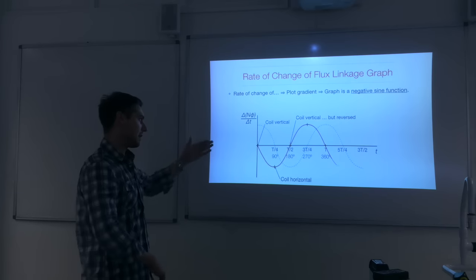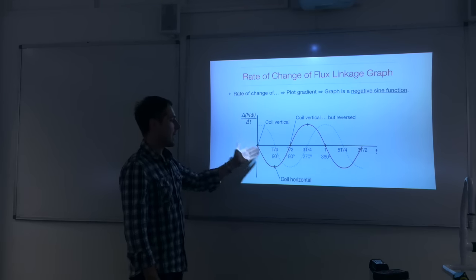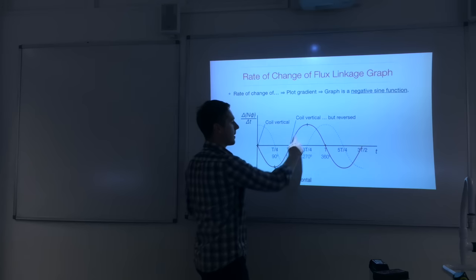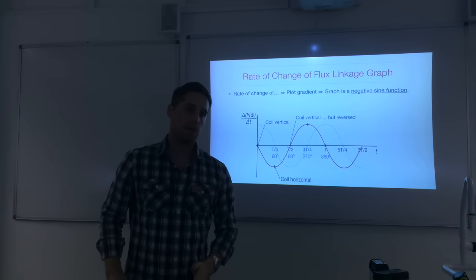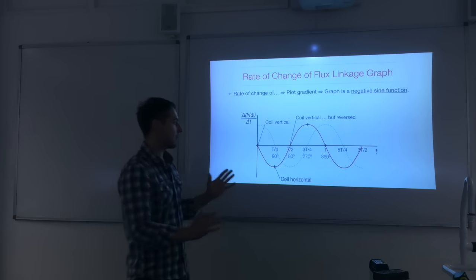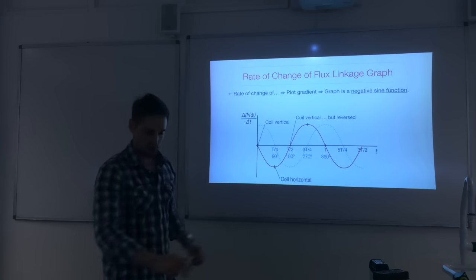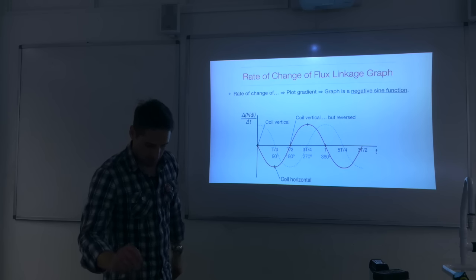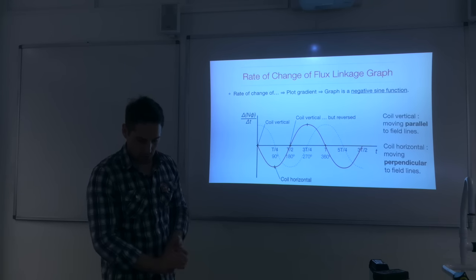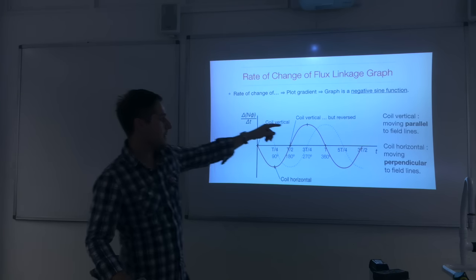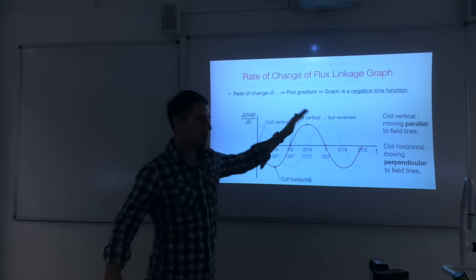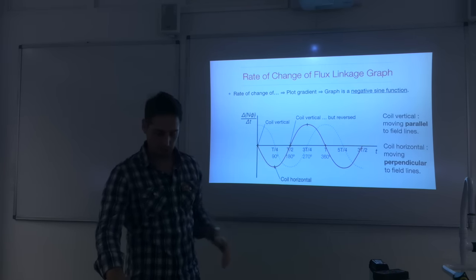Okay. Anyway, now let's plot our negative sine, and we get this graph here. Okay, so that's our negative sine. So whichever method helps you think about the problem and solve the problem best, just stick with that. Right, let's crack on. That's what I just said about moving parallel to the field lines, versus moving perpendicular to field lines.